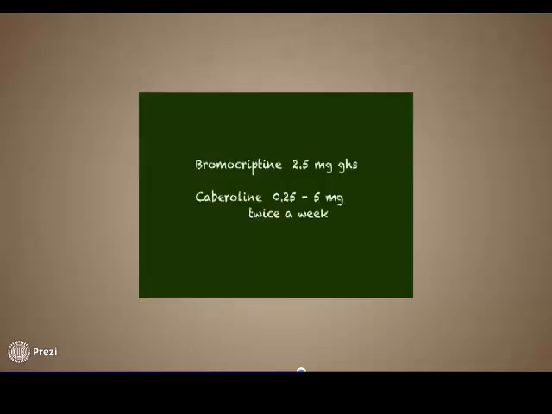Treatment involves primarily medical management, although surgery still plays a role. For medical management, bromocriptine, which is a dopamine agonist, is used at 2.5 milligrams at bedtime. This works to restore menses in 80 to 90% of cases, although a larger dose may be required.